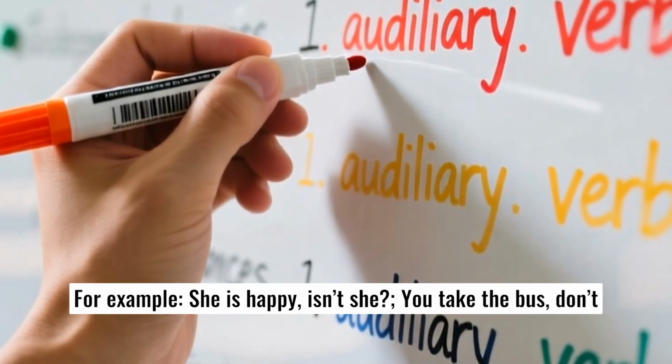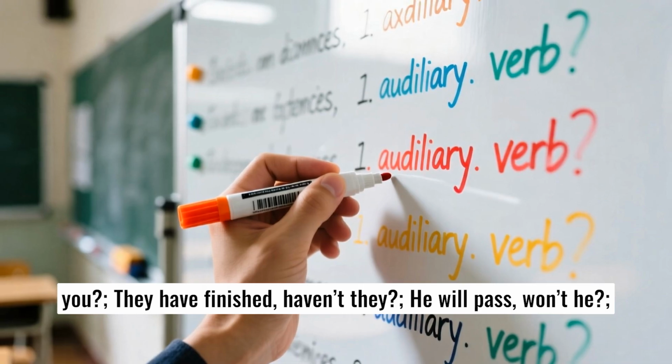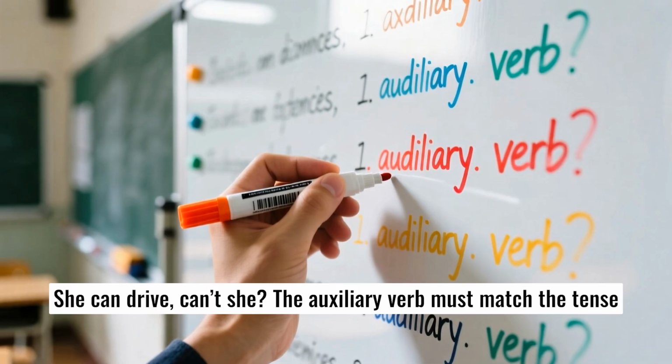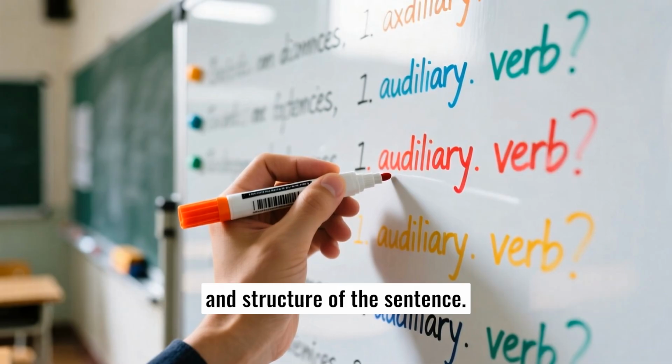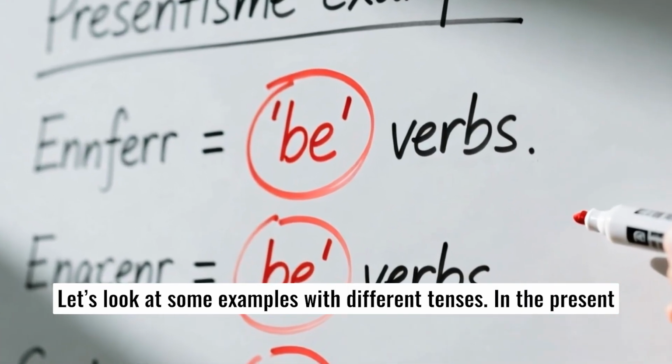For example, "She is happy, isn't she? You take the bus, don't you? They have finished, haven't they? He will pass, won't he? She can drive, can't she?" The auxiliary verb must match the tense and structure of the sentence. Let's look at some examples with different tenses.